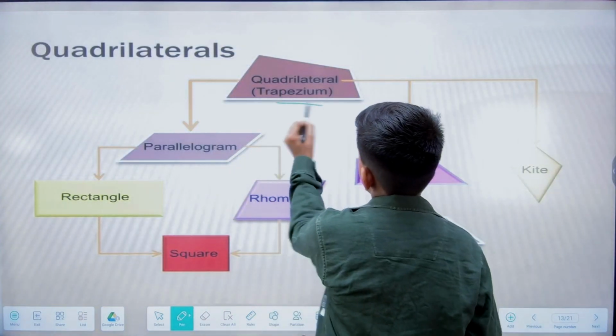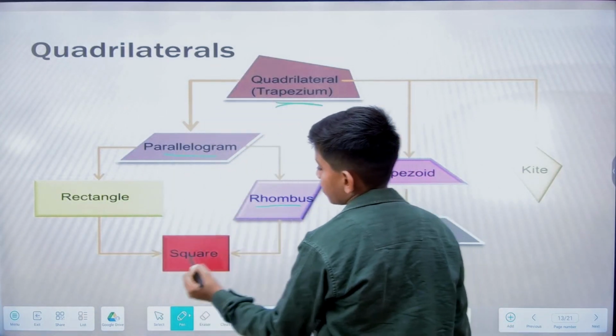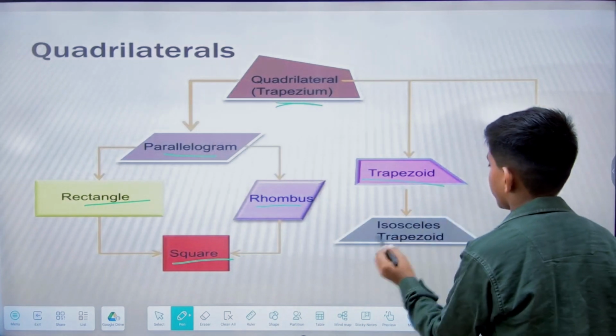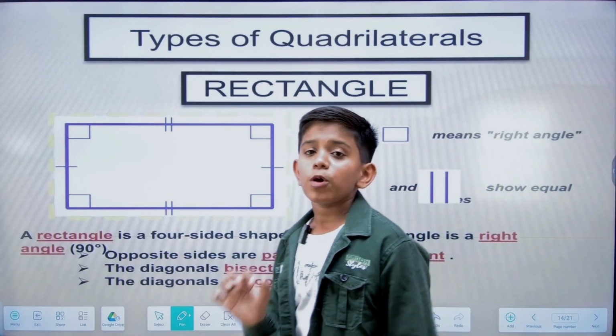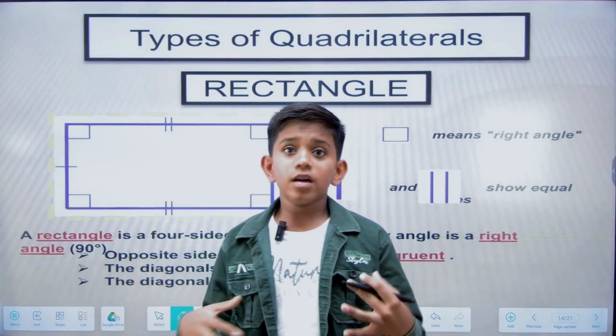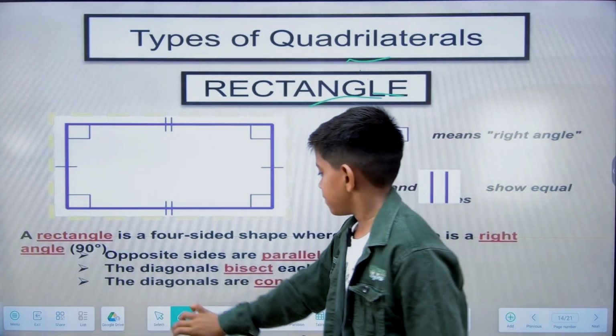Quadrilaterals. Here trapezium is also a quadrilateral. In quadrilaterals we have parallelogram, rhombus, square, rectangle, trapezoid, isosceles trapezoid and kite. These are the different quadrilaterals. Now one by one we will see the quadrilaterals.